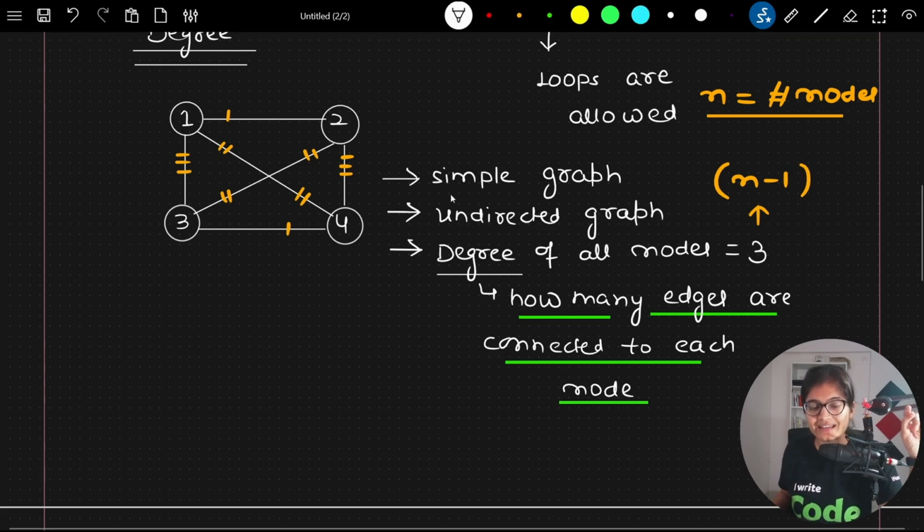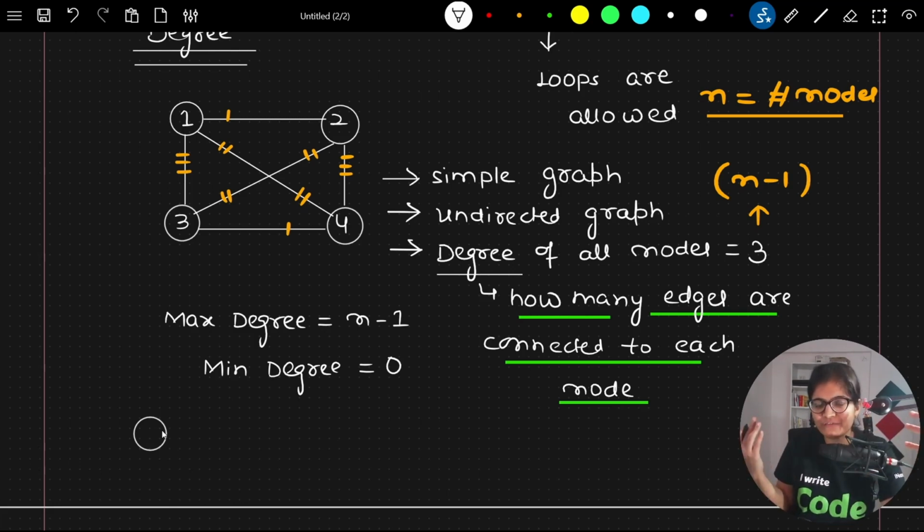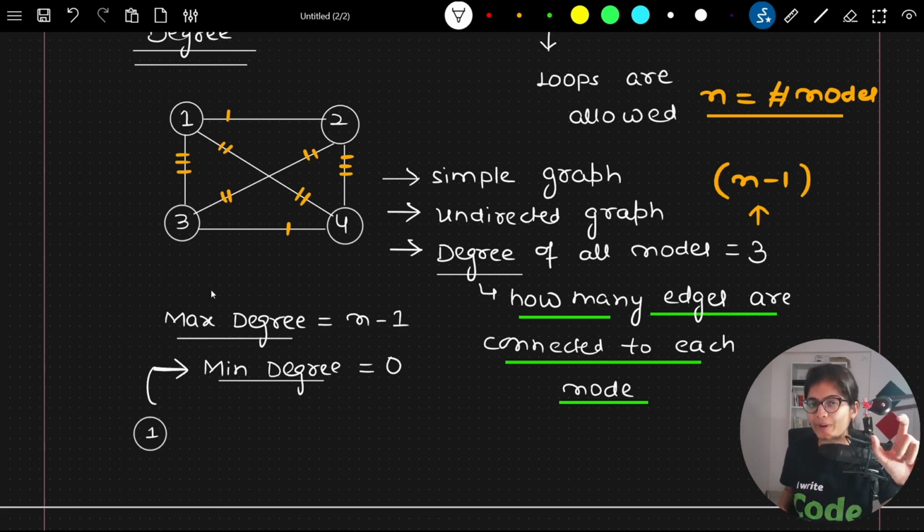So what I am saying is that in a simple graph, the maximum degree you can get for every node is n minus 1, and the minimum degree is 0. What is the meaning of 0? For example, this is a node, and it does not have any other node connected to it. Then the degree will be 0. If someone asks you the degree in this example, you will say it is equal to 0. This way we get the minimum degree and the maximum degree for a simple graph.